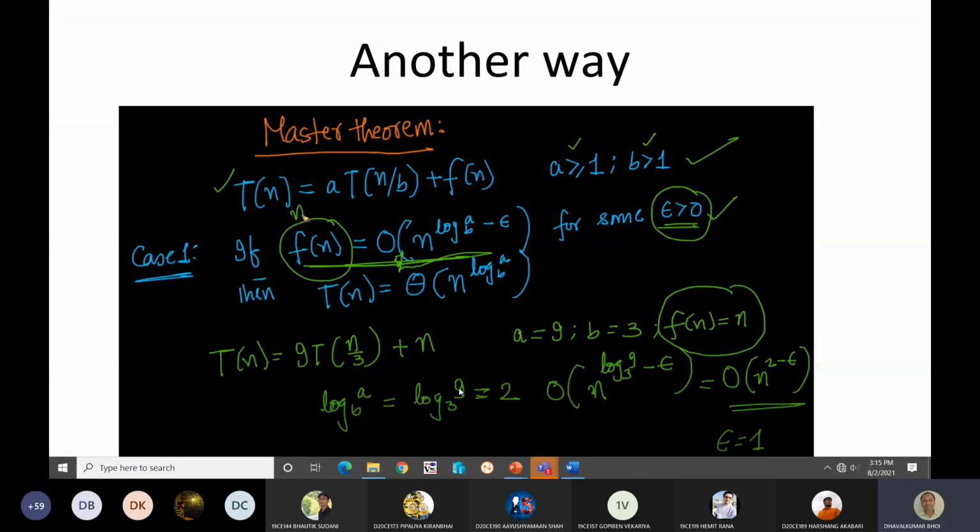It is 2. How? 9 is 3 square, you take the 2 ahead. So it is going to be equal to 2 into log 3 base 3. So log 3 base 3 is 1. So it is going to be equal to 2.